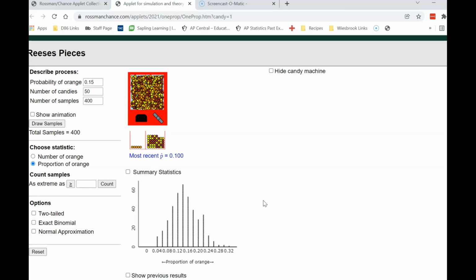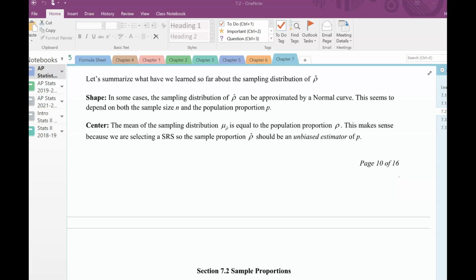But what you will discover is that the distribution is approximately normal when np and n times 1 minus p are both at least 10. And you're going to recognize that as something that we talked about when we did binomial distributions also, that the expected number of successes and failures are both at least 10. All right, so if you go to the bottom of page 2, it's got a little summary of what you should have seen from playing around with that applet.